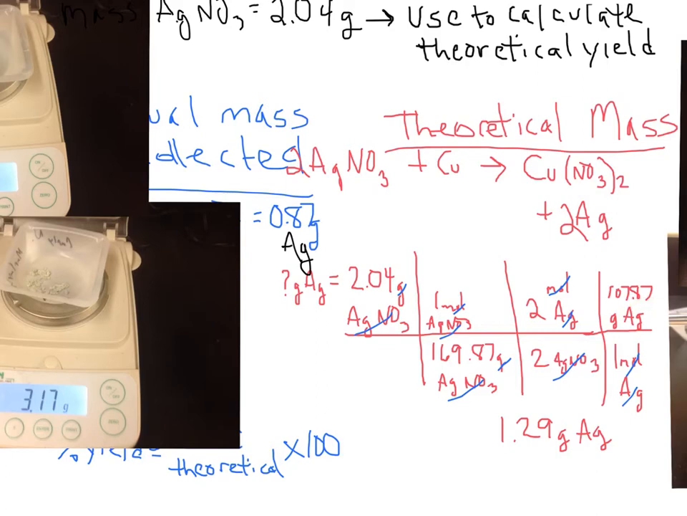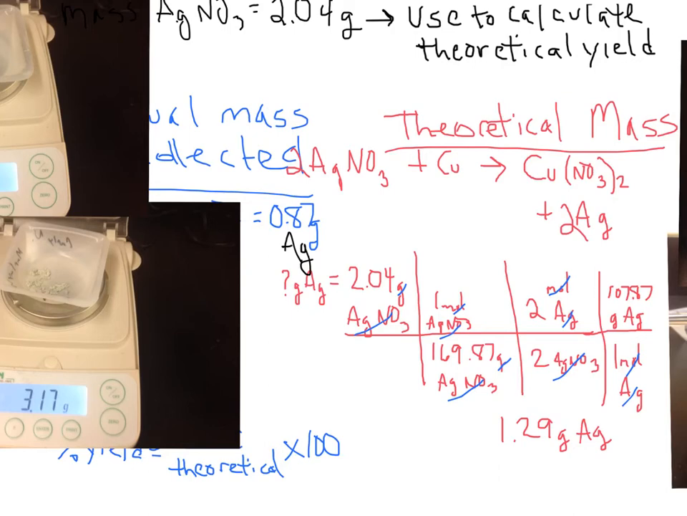multiplied by the 107.87 at the end, we're going to calculate a theoretical yield of 1.29 grams of silver. Okay, we actually collected 0.87 grams of silver.